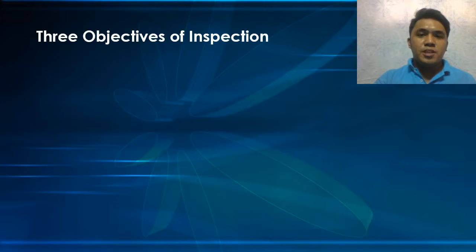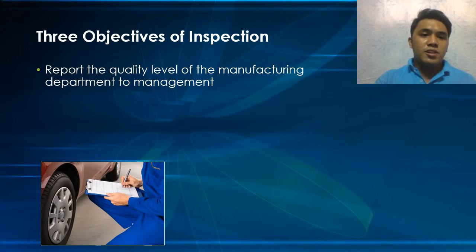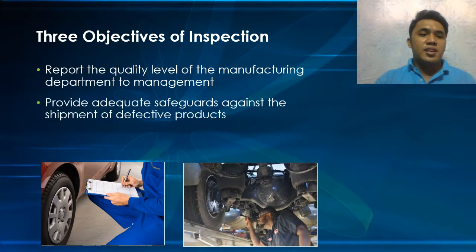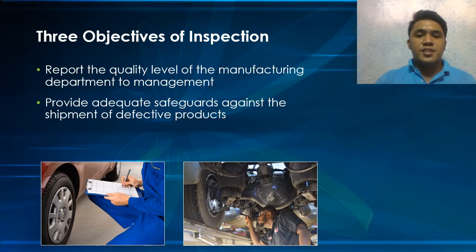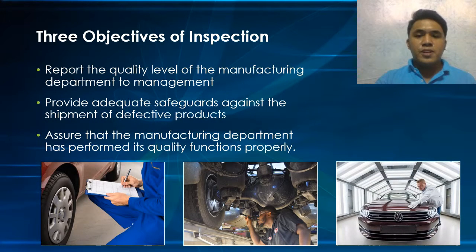There are three objectives of why we inspect the product. First, we report the quality level of the manufacturing department to management. Second, provide adequate safeguards against the shipment of defective products. Third, assure that the manufacturing department has performed its quality functions properly.